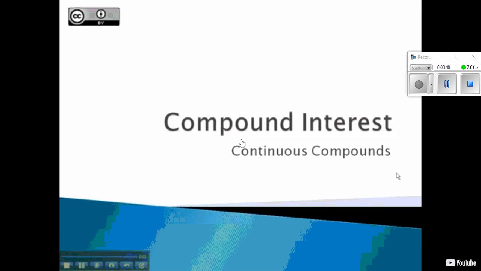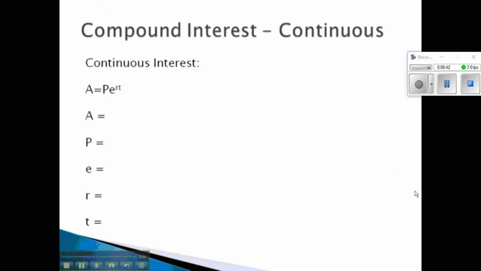In this video, we will look at finding compound interest when we have continuous compounds. What continuous interest means is we have an infinite number of compounds. In other words, the interest is being constantly paid into the account. When we see the phrase continuous interest, we'll use the formula A equals P e to the rt power in order to calculate the final amount.